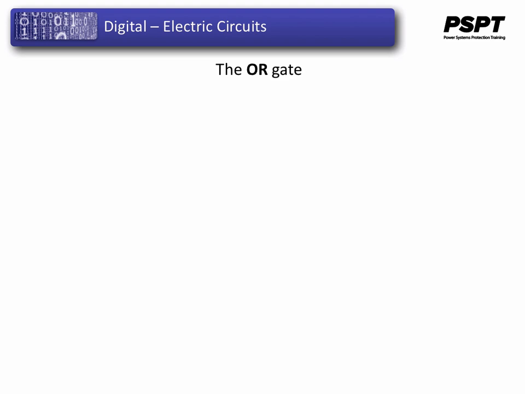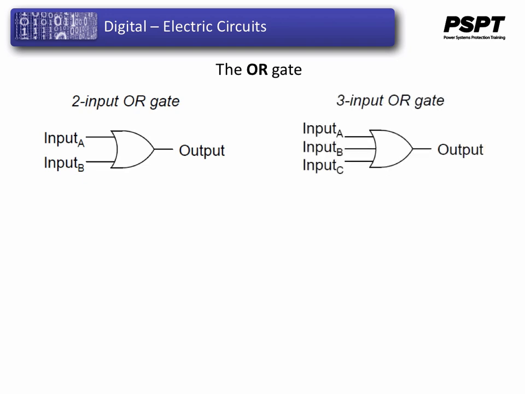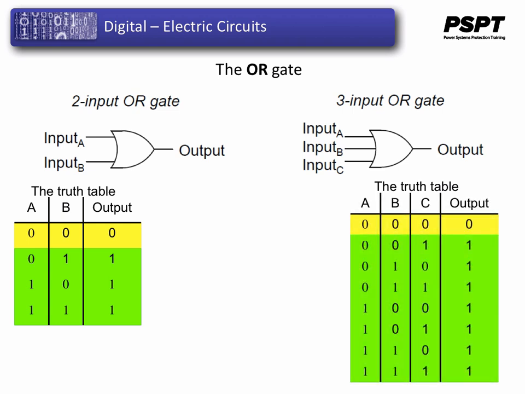Our next gate to investigate is the OR gate. They can have any number of inputs. For example, this one has 2 inputs, an A and a B input, and the OR gate is symbolized like this. It can also have multiple inputs, and this one is indicating 3 inputs, A, B, and C, and the symbol is the same, it just has more inputs. The truth table for each are depicted here.